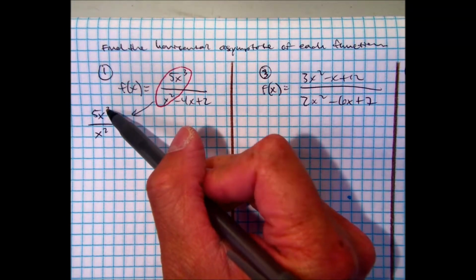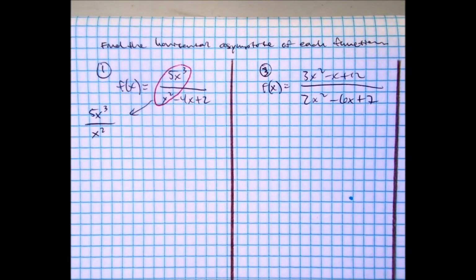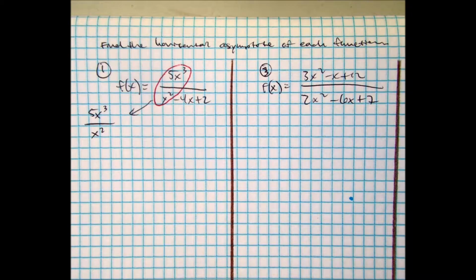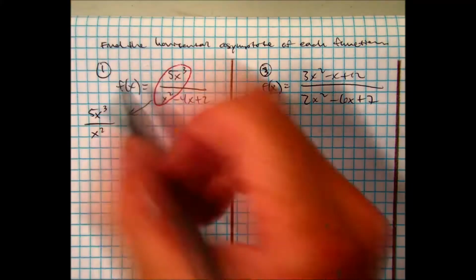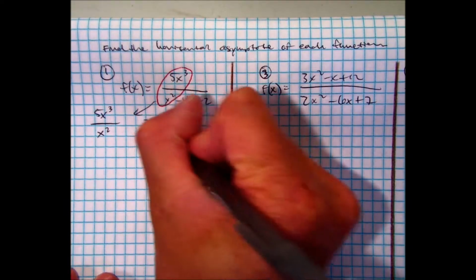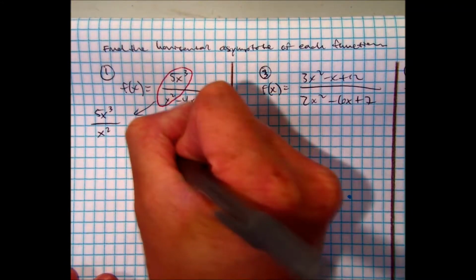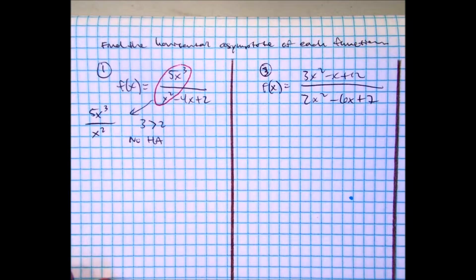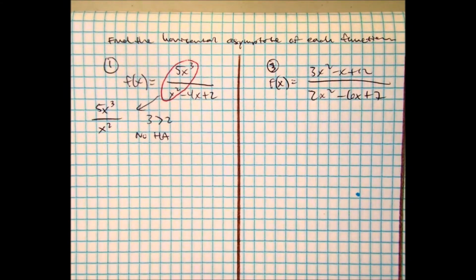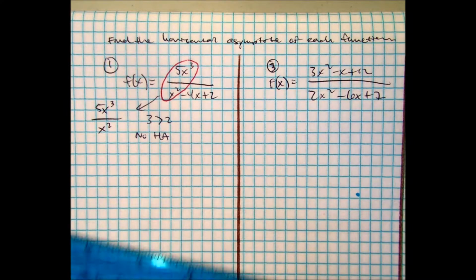What do you notice about from 3 to 2? What inequality is it? Less than, equals, or greater than? It's greater than. So because this degree, 3, is greater than 2, there is no horizontal asymptote. There is no horizontal asymptote. Let's make a quick sketch, and this will make sense graphically.